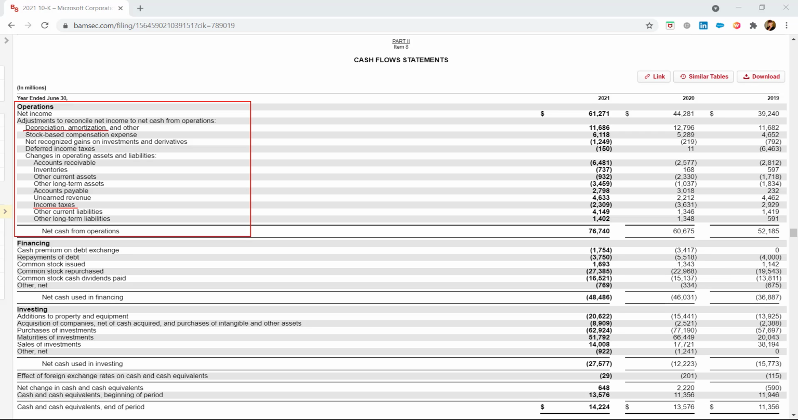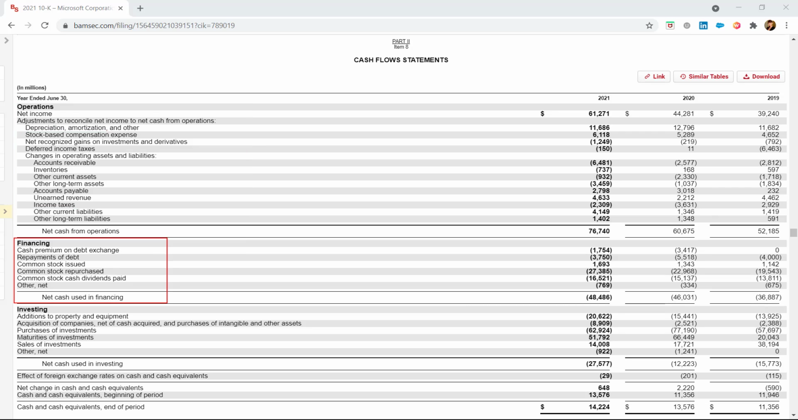Similarly, if the starting point profit is above interest and tax in the income statement, then interest and tax cash flows will need to be deducted if they are not treated as operating cash flows.